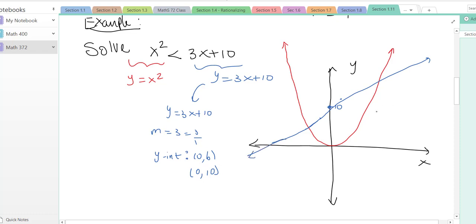And so because it's an inequality, it's saying x squared, so all the points on the parabola have to be less than all the points on the line. So where does the parabola fall below the line, right? The y values in the parabola have to be less than the y values of the line. So that would be in this area. All of it, not all the way. So from where they intersect there to where they intersect here. So not all the way.